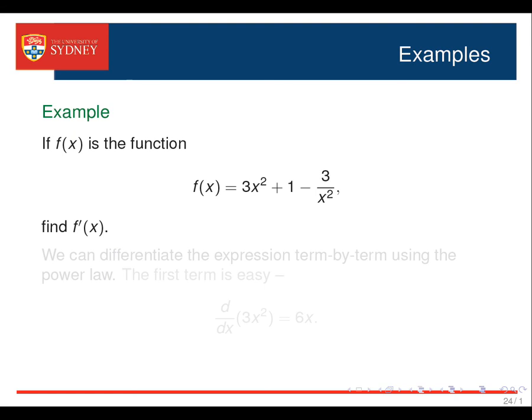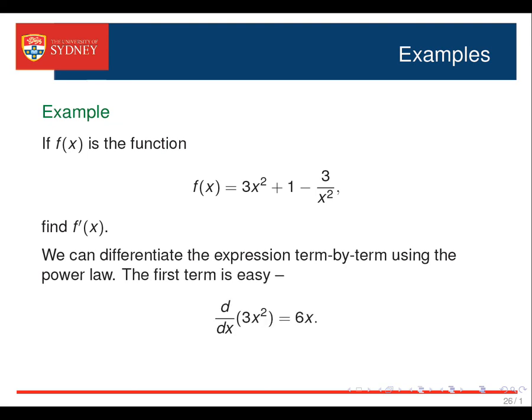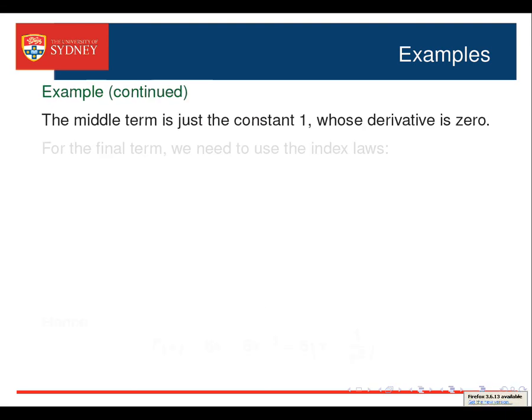If f(x) is this function 3x squared plus 1 minus 3 on x squared, we know we can differentiate this function just by looking at each term and using the power law. The first term is easy. It's just 6x. The middle term has derivative 0, since it's just a constant.